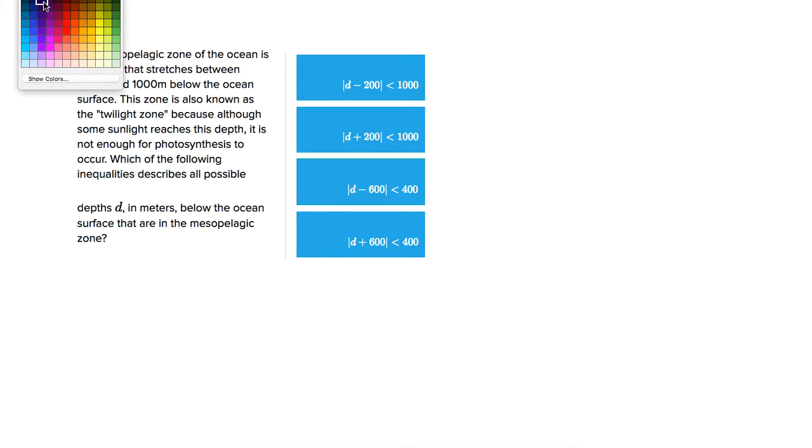Let me get a color here to write with, and we can see that all of our answers have an absolute value in them, so we need to express a range in absolute value format. The way that you do this, this is sort of a tricky problem to answer, but an easy problem to understand. So the way that you do this is you find the midpoint of the interval, right?